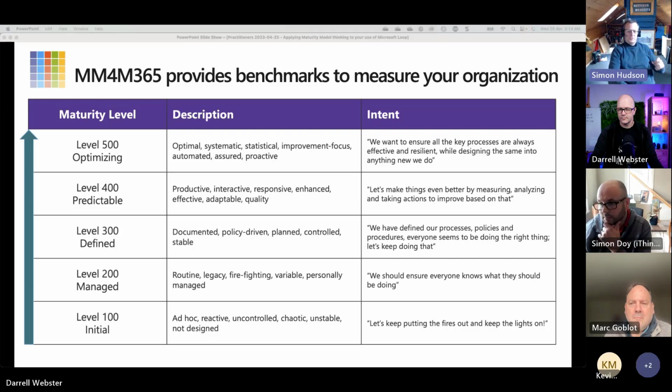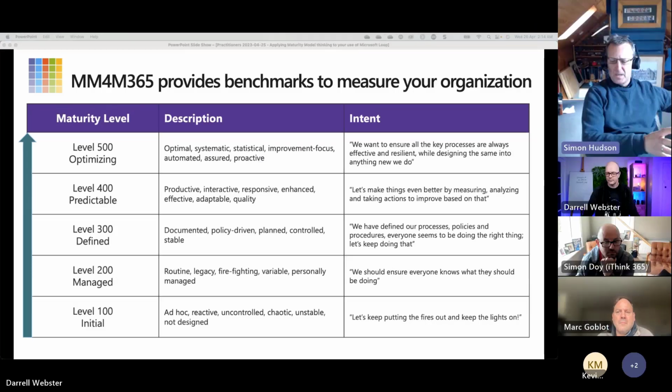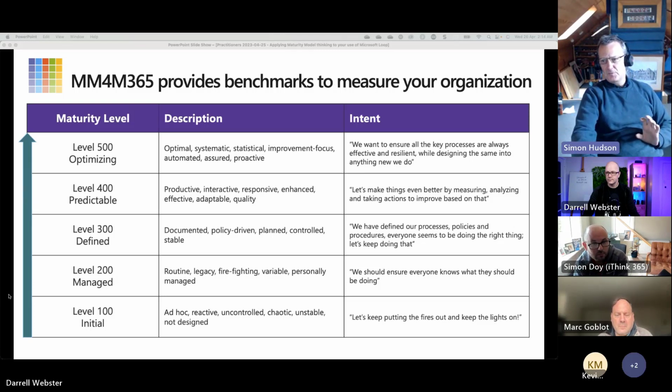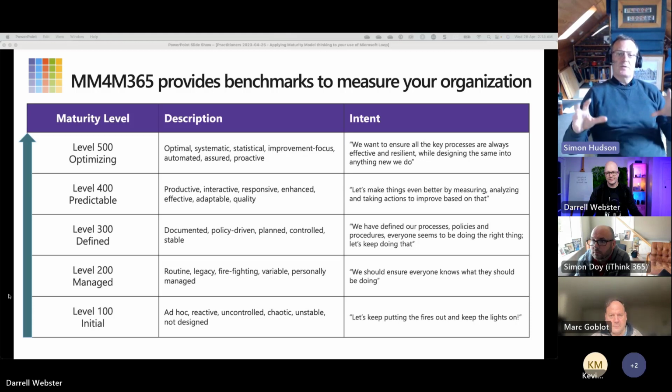We've got some descriptions. There's a really deep dive in the overall introduction to maturity modeling. But on the right, we've got some nice simple statements, this intent column, which helps people really understand the maturity model in a sort of a human context. And I really like "let's just keep putting out the fires and keep the lights on." I know lots of organizations that remain at the level of just trying to keep the fires out and the lights on.